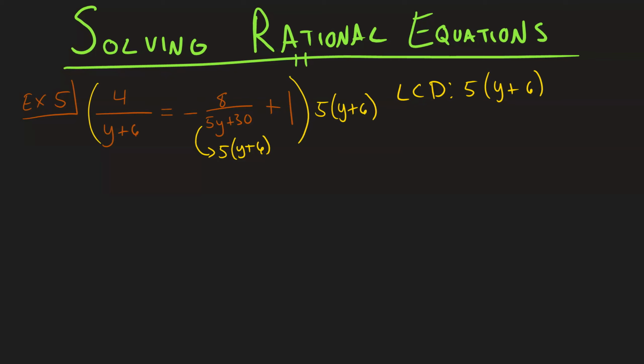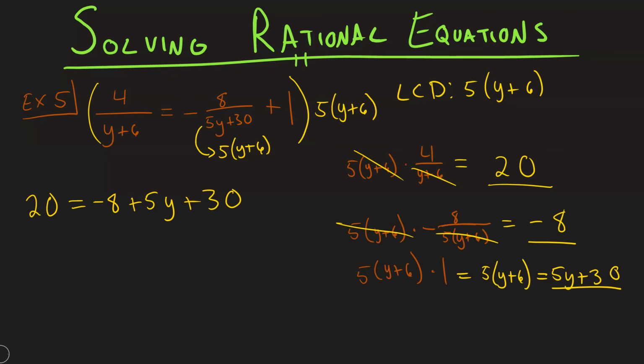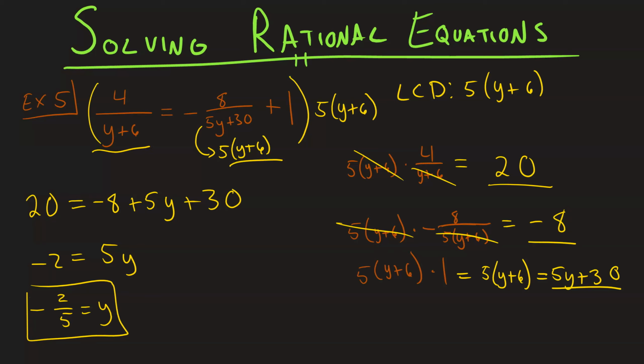And let's see what happens when we multiply that. So after multiplying through, we end up with 20 is equal to -8 plus 5y plus 30, which is a pretty simple equation to solve. We end up getting y is equal to -2/5. Of course, we have to make sure this is not our excluded value. But of course, according to our denominators, the only thing y cannot be equal to is -6. So we're in the clear. -2/5 is equal to y.